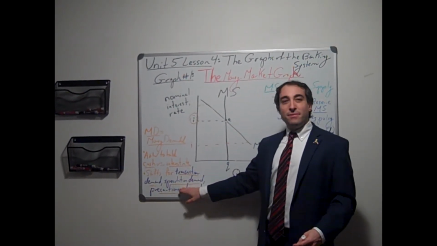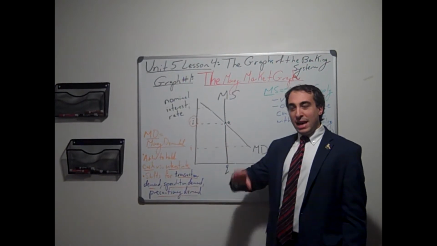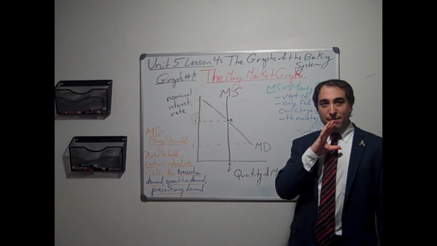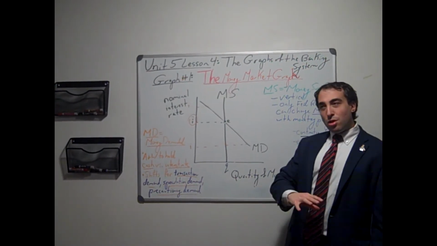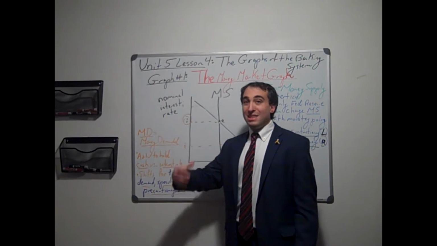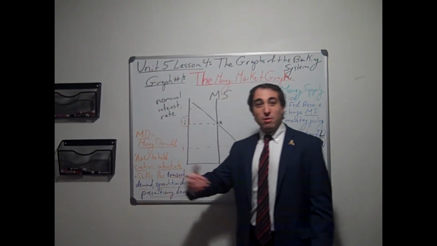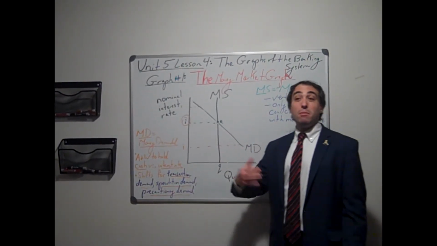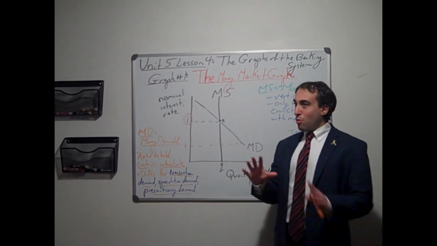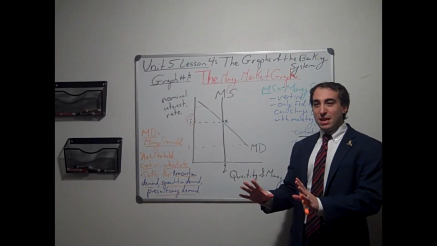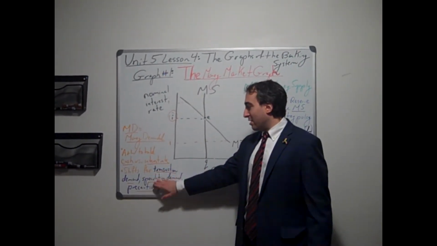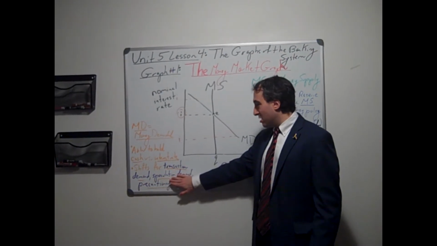Speculation demand involves more, do we want to hold cash? Do we want to hold cash because we want to have it as a store of value? Or do we want to put our cash in something else like bonds and stocks? So if we want to put our money in bonds and stocks, we are holding less cash. If we're more reticent to buy bonds and stocks, then we will hold more cash. So the other type of demand is speculation demand.